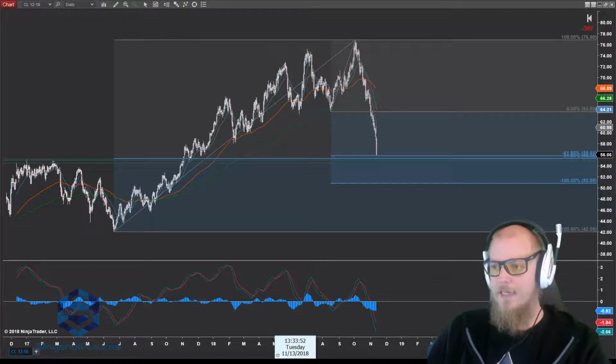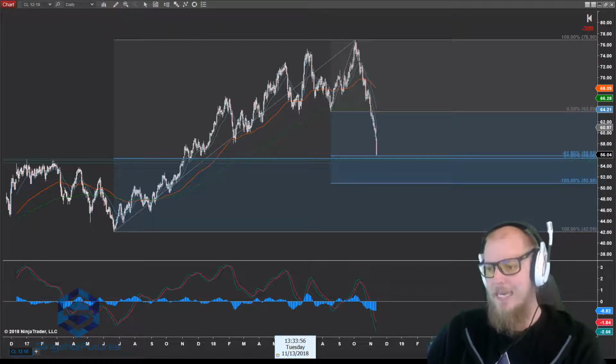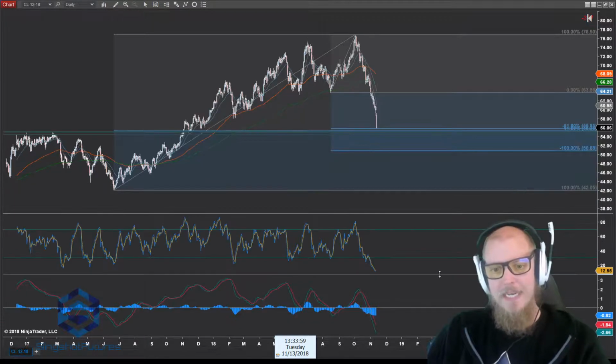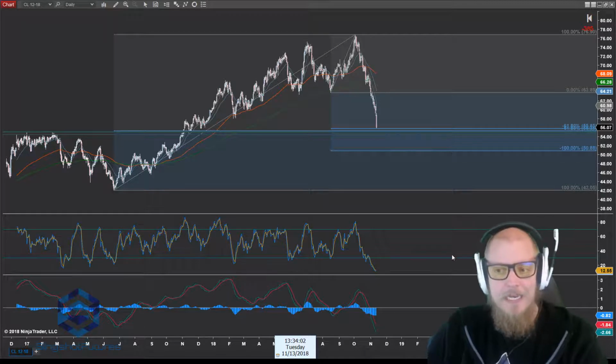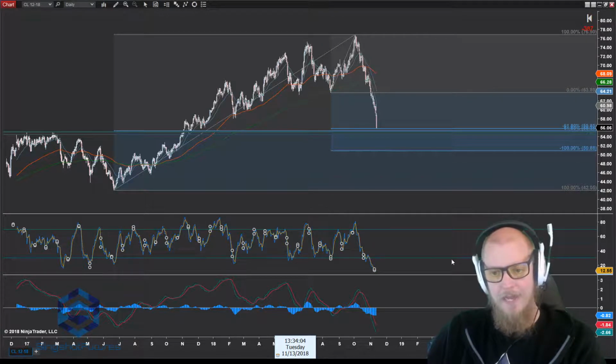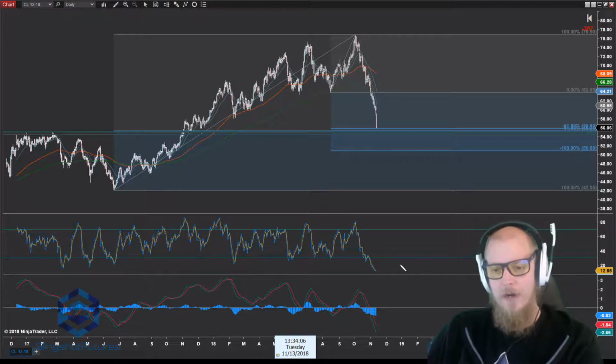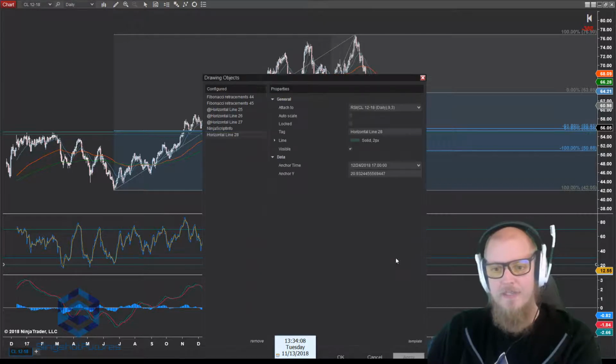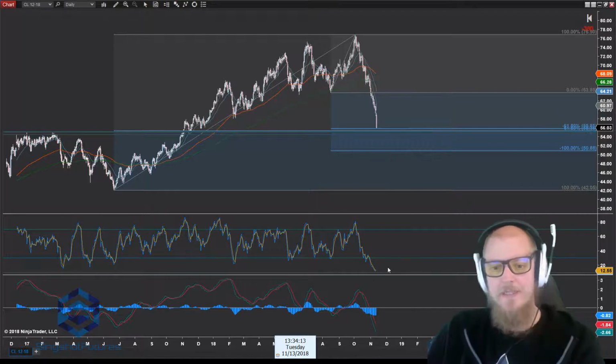Now, when we look at the RSI, generally speaking, what we want to see is the market getting below 30, right? That's this lower band. And preferably the lower the better. An extreme pullback would be like sub 10. So if we put a marker on here at 10, we can see that it's not quite there yet.